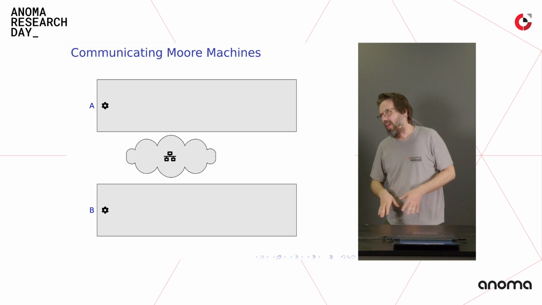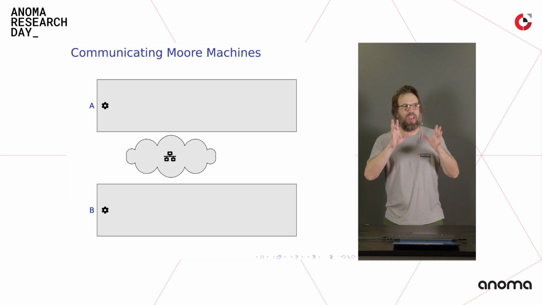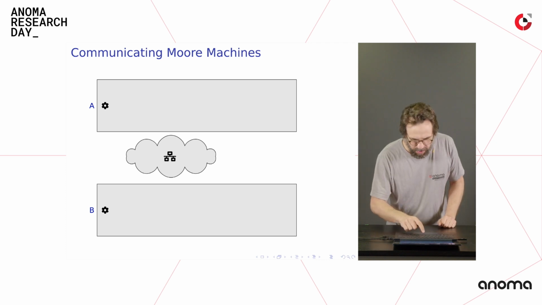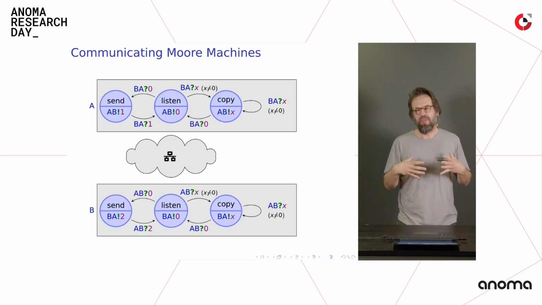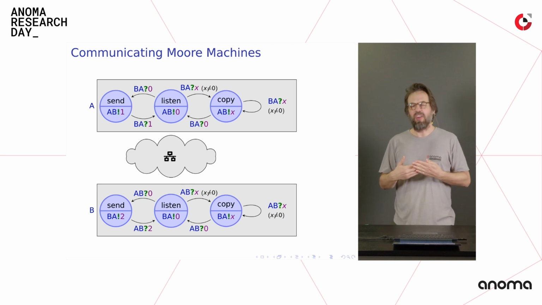Okay, good. Now we want to make these things communicate with each other. First thing is, we have this network there, and we give names, A and B, for the participants. Each of A and B is one of those Moore machines. So, attention, here they come, 2 Moore machines. It's essentially the same as before, just the input and output labels have changed.